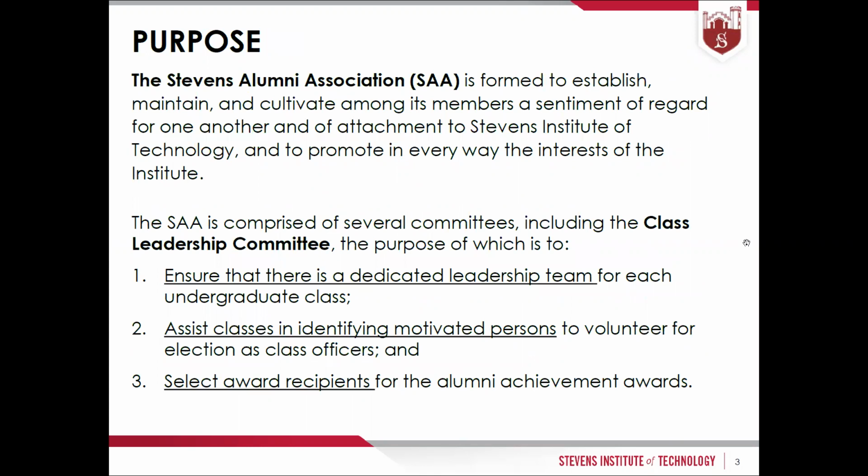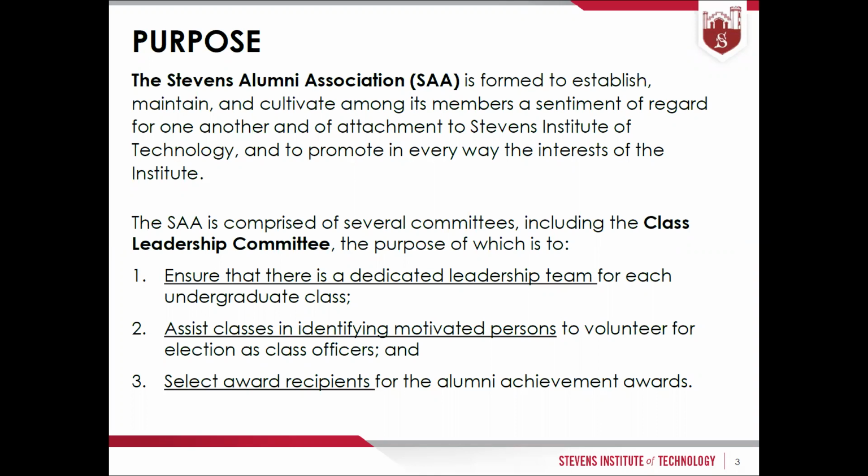So I wanted to start out with the purpose of the Alumni Association and how the class officer program fits into that. For the SAA, we start every one of our meetings with the purpose of the organization, which you can see here in front of you on the screen. Essentially, it states that the purpose of the organization is to establish, maintain, and cultivate among its members a sentiment of regard for one another and of attachment to the university, and to promote in every way the interests of the Institute. And so within that organization, there are a number of committees that work to meet that goal.